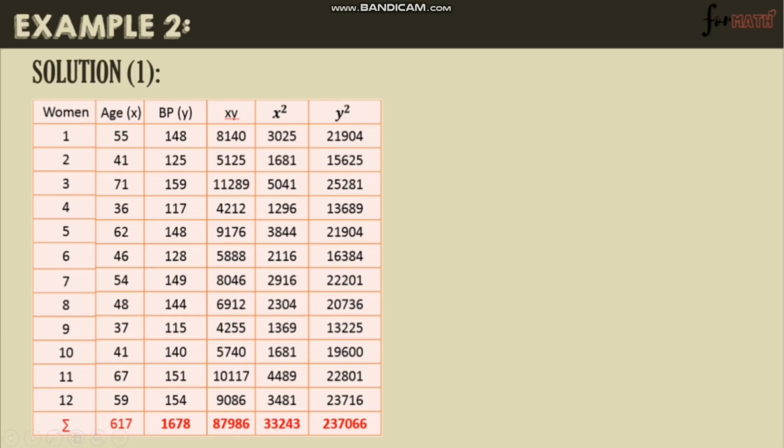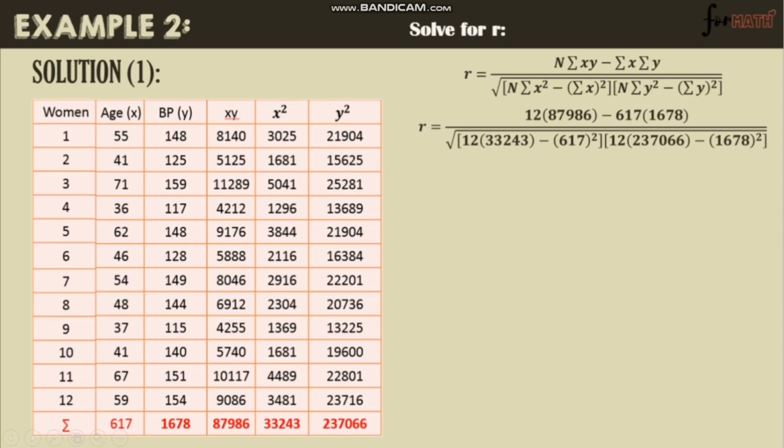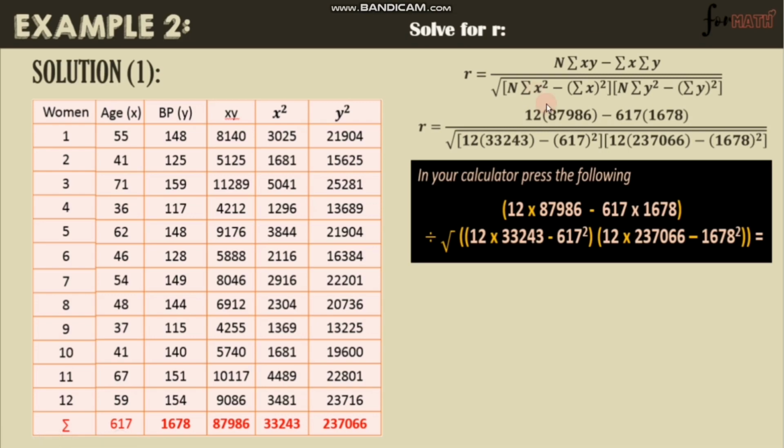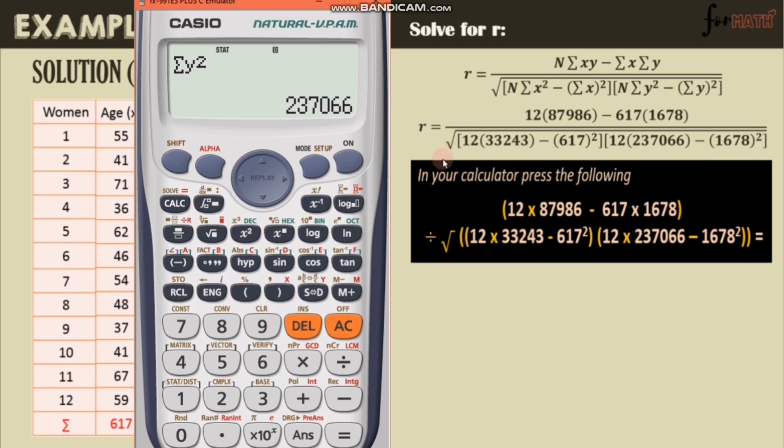So pag kukunin naman natin yung value ng R, ito po yung formula. Then substitute lang po natin yung mga given. So ang n po natin dito ay 12. So ito po yung pagsa-substitute. And then para sa one-liner calculator, ito naman po yung pattern na susundan. So try natin i-compute using our calculator manually. So, ito na ang gamitin natin, yung one-liner calculator.